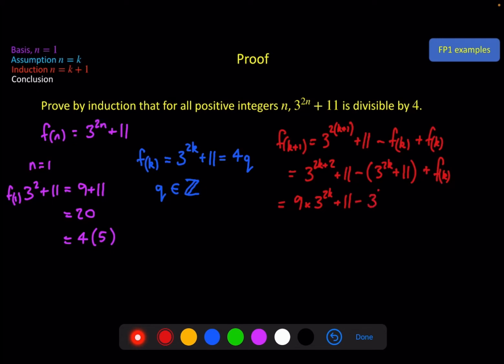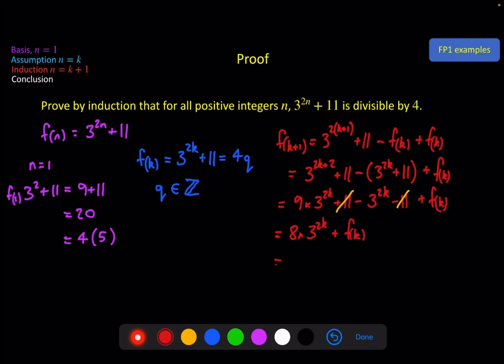Open up these brackets: minus 3 to the 2k minus 11 plus f of k. Now the plus 11 minus 11 cancels, and here is a really useful thing. This is why it's useful to do this, to get these interacting. We've got 9 lots of 3 to the 2k minus 1 lot of 3 to the 2k. That gives me 8 lots of 3 to the 2k. And I've still got plus f of k here.